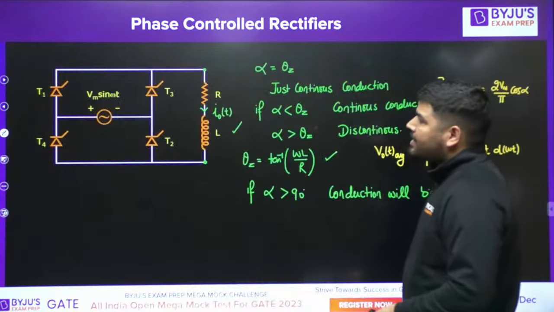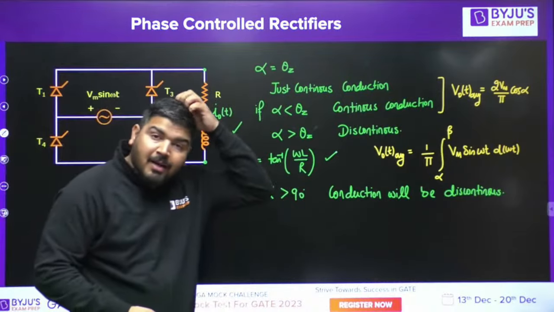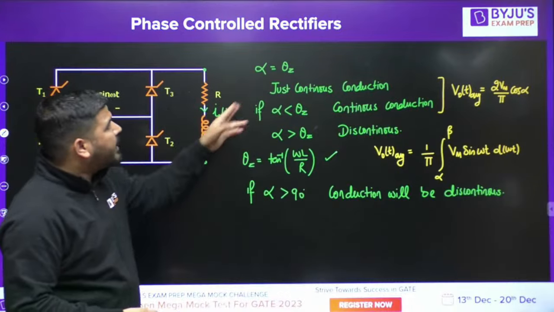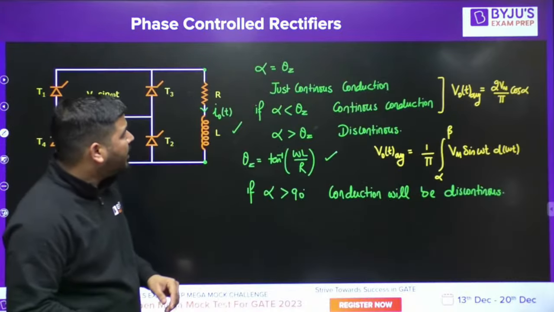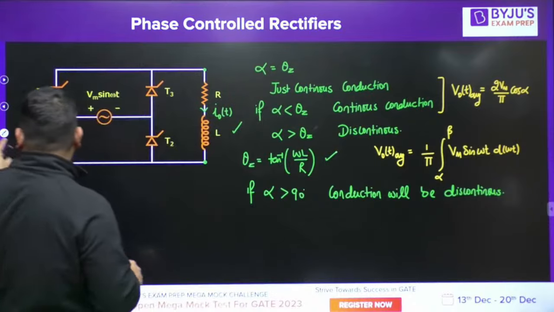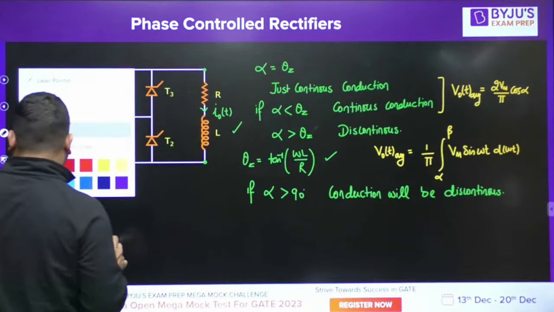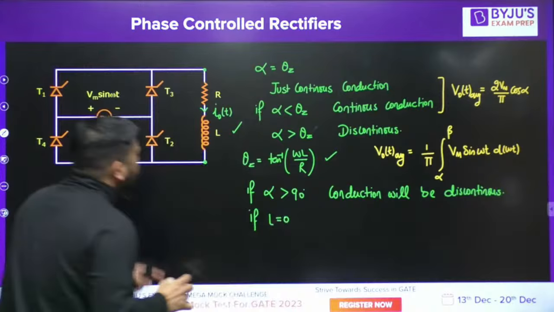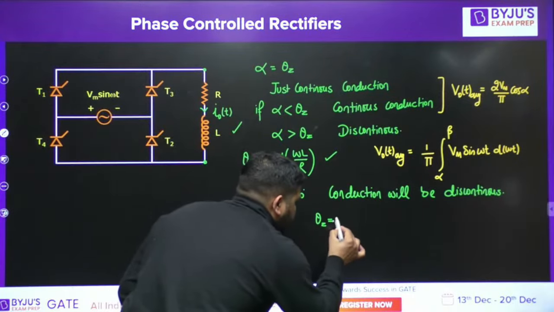Now let's come to another type of load. It's not necessary that the load is RL. It might be possible that the load is R only. Now if the load is R only, then theta z will be 0. Let's say the load is purely resistive. If L is 0, let me write the next point. If L is 0, L equal to 0 means purely resistive load, then theta z will be equal to 0.